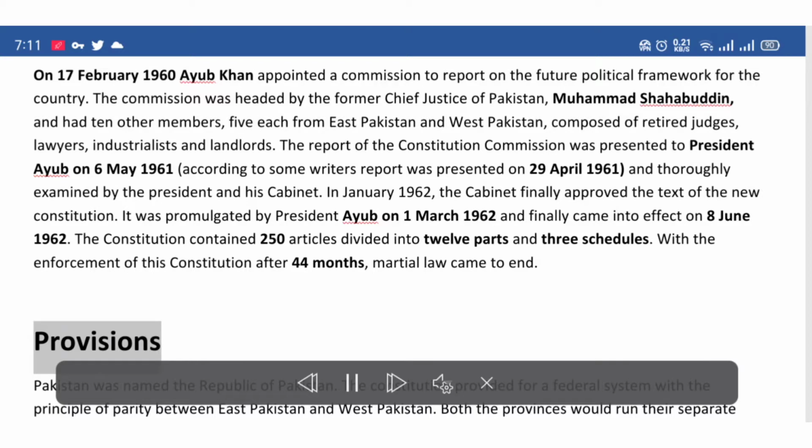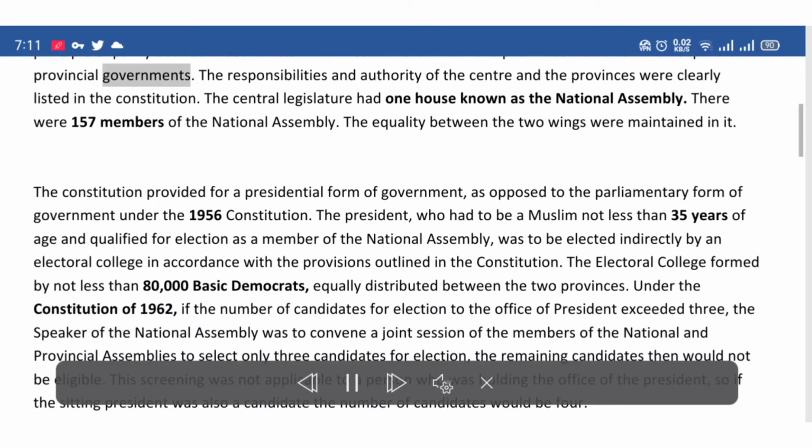Provisions. Pakistan was named the Republic of Pakistan. The Constitution provided for a federal system with the principle of parity between East Pakistan and West Pakistan. Both the provinces would run their separate provincial governments. The responsibilities and authority of the centre and the provinces were clearly listed in the Constitution.